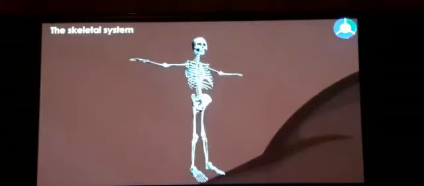Hello students, I am going to teach you science of class 5th, and the 4th chapter in your book is body and its movements. So in this chapter we will mainly read about our skeletal system.